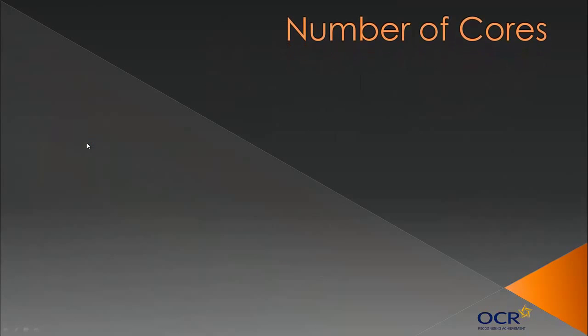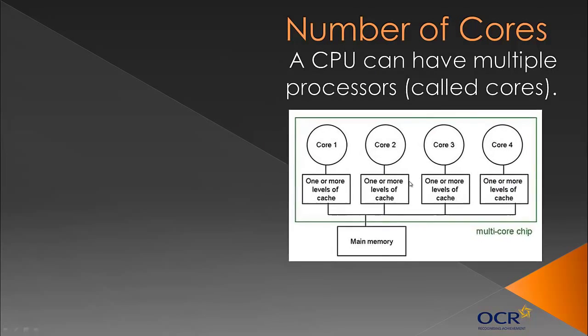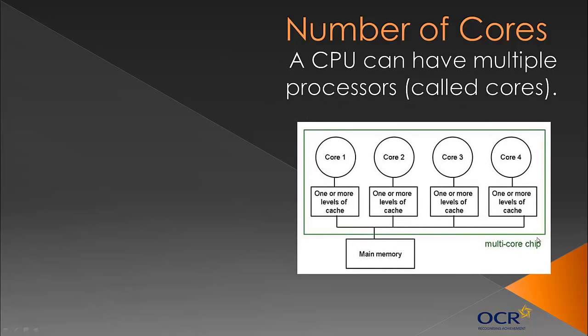So also need to look at another characteristic of a CPU, and that is number of cores. So a CPU can have multiple processors called cores. So you can think of a core being a processor. Like I say, a processor makes up a CPU. A CPU sort of isn't a processor. So here's sort of a diagram.